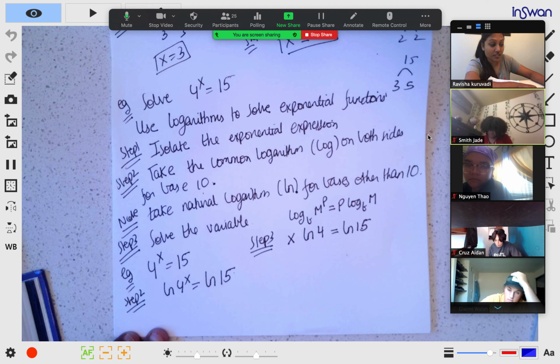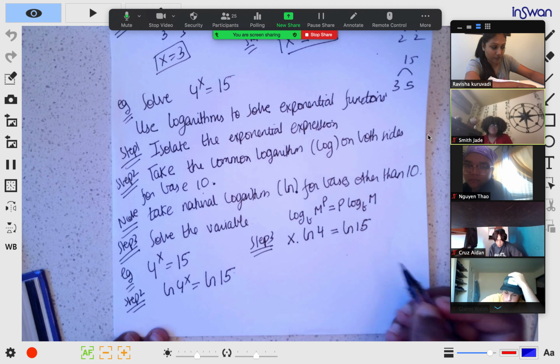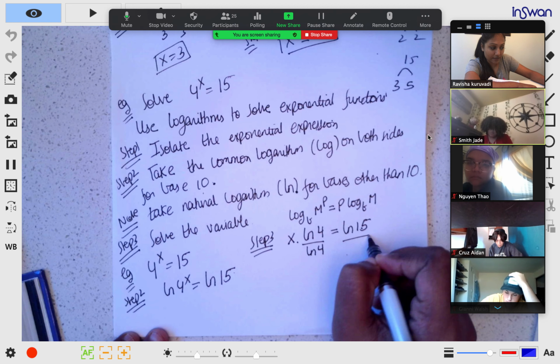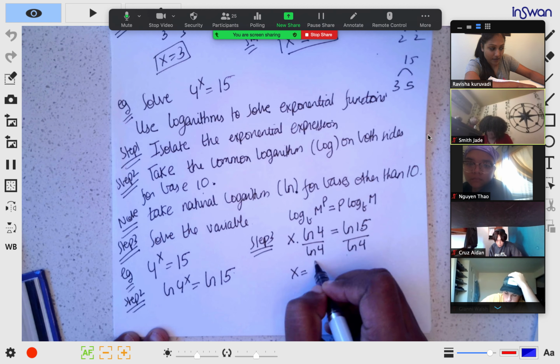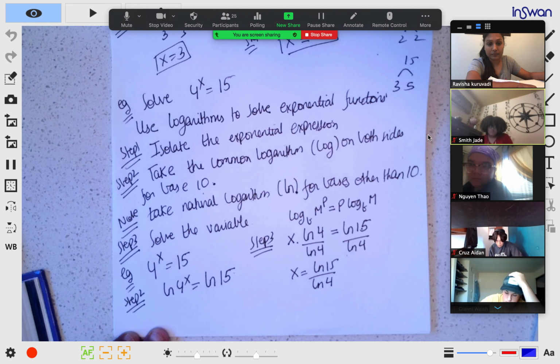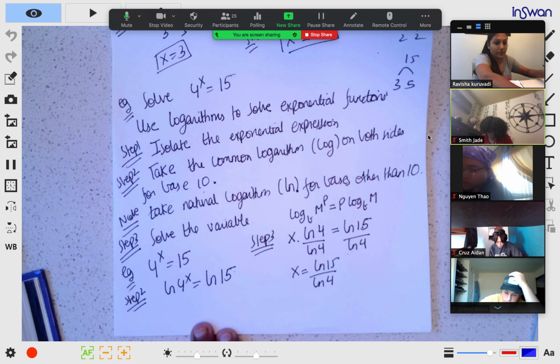Now I just need the value of x. So I don't need ln 4 as it's multiplying. I divide by ln 4 on both sides. I get x equals ln 15 over ln 4.